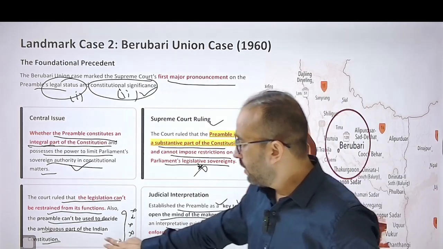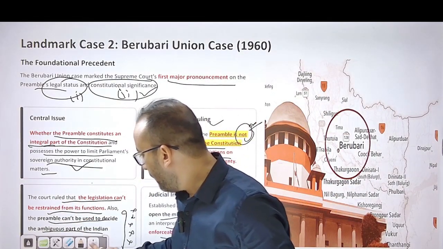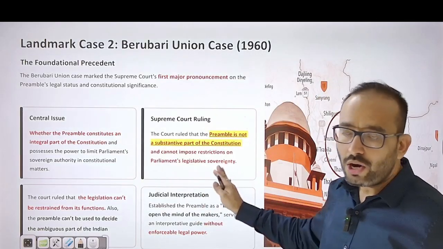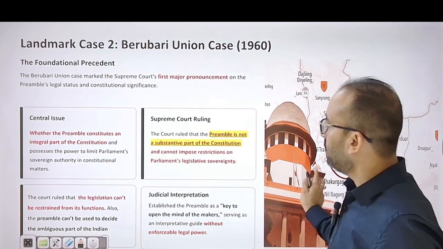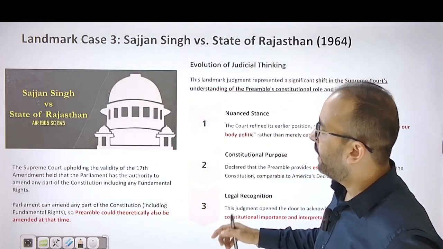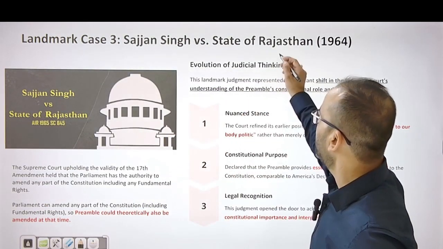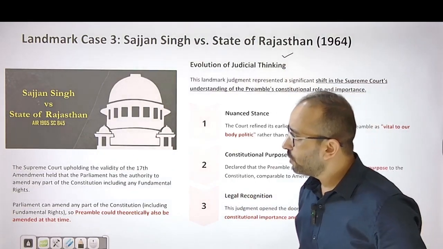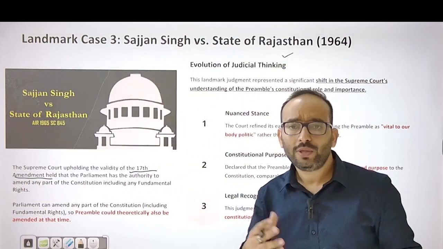That is what was said by the court in Berubari. So in Berubari Union, it was said that the preamble is not a substantive part and it is not a restriction on the Parliament's legislative sovereignty. Then the third case is Sajjan Singh versus State of Rajasthan. The matter before the court was related to the 17th constitutional amendment, which was related to land acquisition.